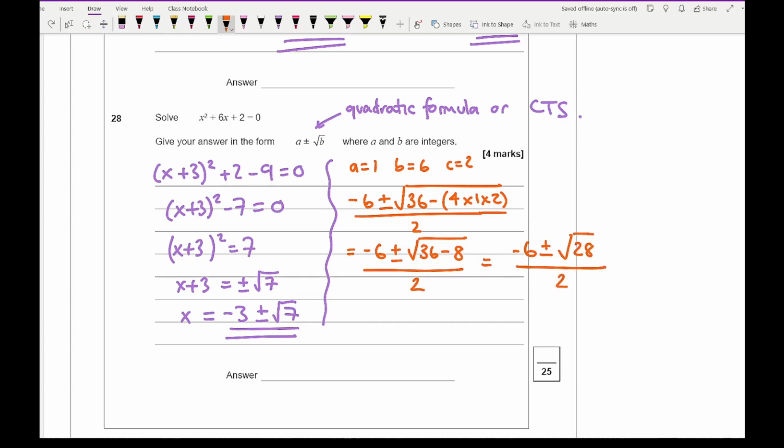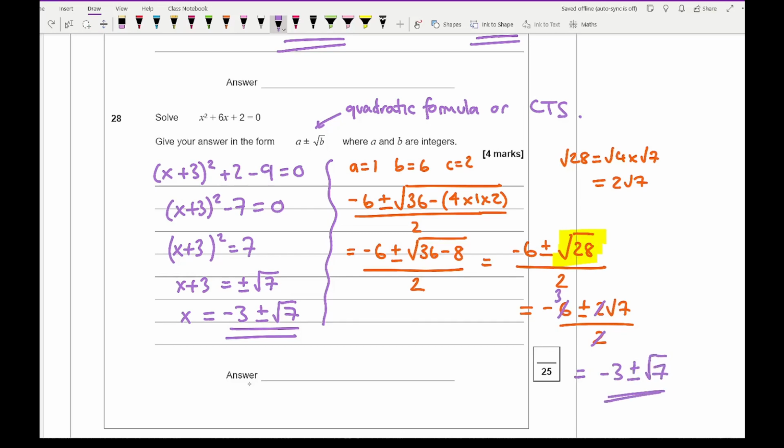And then from this, what I can then do, using surds, is root 28 is root 4 times root 7, which is 2 root 7. So this then becomes minus 6 plus or minus 2 root 7 over 2. I can then cancel 2's out, and that becomes a 3. So my answer then becomes minus 3 plus or minus root 7. Now you can see, without any question, the easiest method is going to be completing the square.